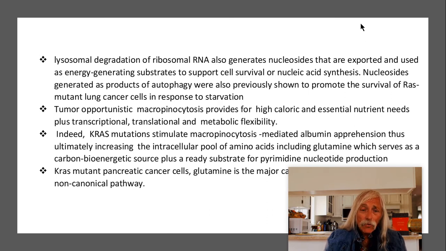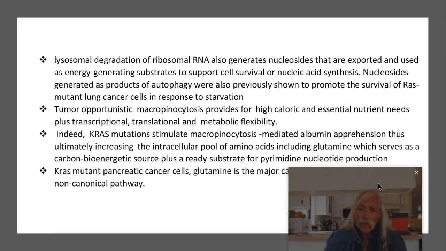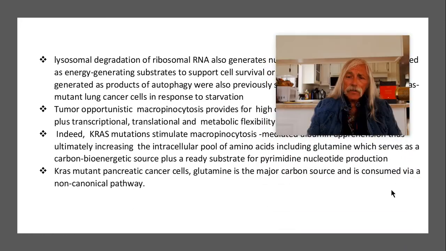Indeed, KRAS mutations stimulate, I just told you, that's the GTPase, macropinocytosis, mediated albumin apprehension, thus ultimately increasing the intracellular pool of amino acids including glutamine, which is really a good amino acid for the TCA cycle, serves as a carbon bioenergetic source in that capacity, plus a steady substrate for pyrimidine nucleotide production. Glutamine is utilized there. KRAS mutant pancreatic cancer cells. Glutamine is the major carbon source consumed via that non-canonical autophagic pathway.